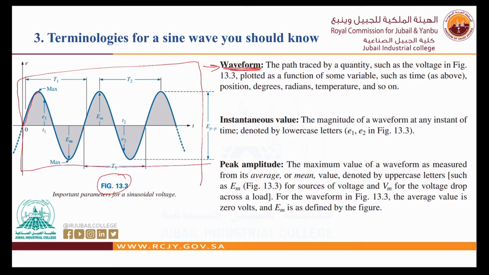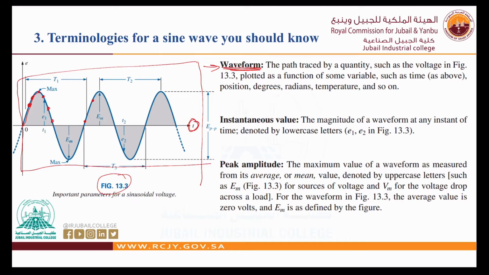When I say traced by a value, I have a value here, here, and here, at any time. This is a quantity, a function plotted with some variable. What is the variable here, guys? We have the current or voltage variable, and with time. Such as position, degrees, radius, temperature, and so on.